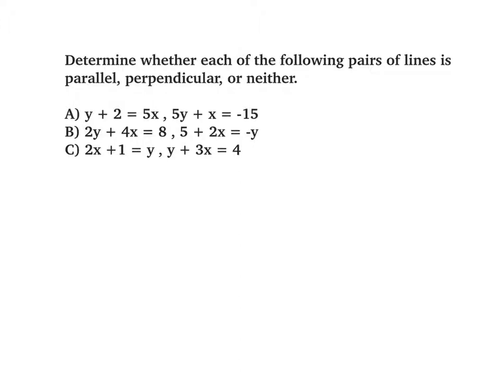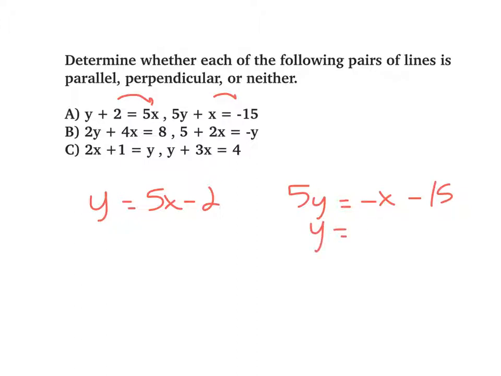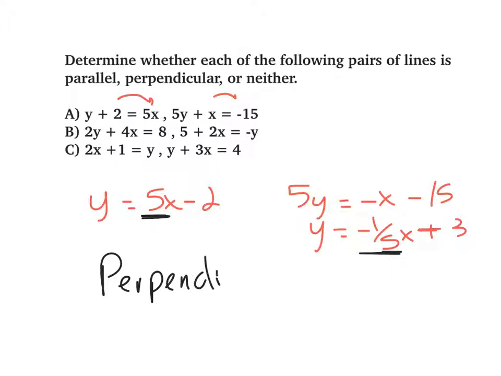Okay, what they're going to do next is say determine whether the following pairs of lines are parallel, perpendicular, or neither. So the first one, part A, I'm going to take the 2 to the other side there and make it in slope-intercept form, make it 5x minus 2. On the second one, I'm going to take the x across. It'd be 5y equals negative x minus 15. Divide everything by 5, get negative 1/5 x minus 3. I'm mainly looking for the slopes anyway. The slope of that one's 5. The slope of that one is negative 1/5. Because they're opposite reciprocals, those two would be perpendicular. So part A, I would call perpendicular because the slopes are opposite reciprocals.